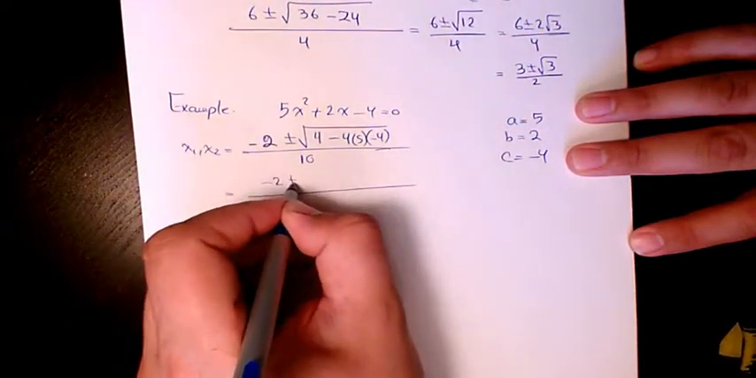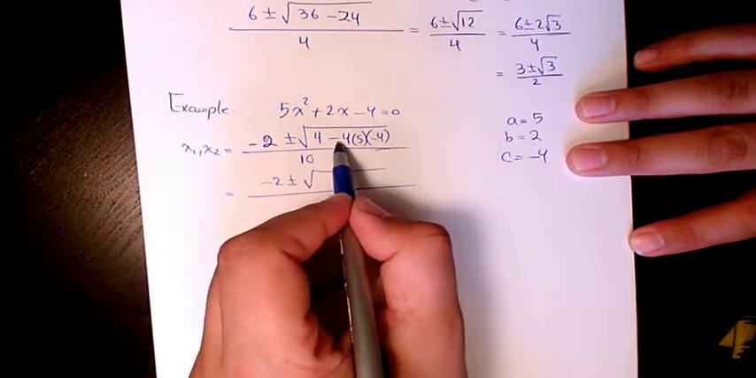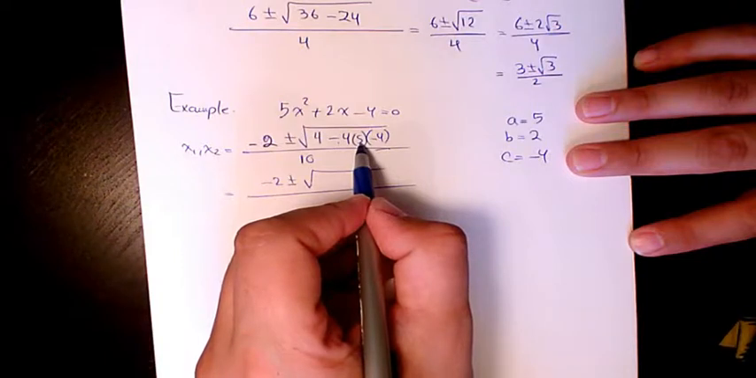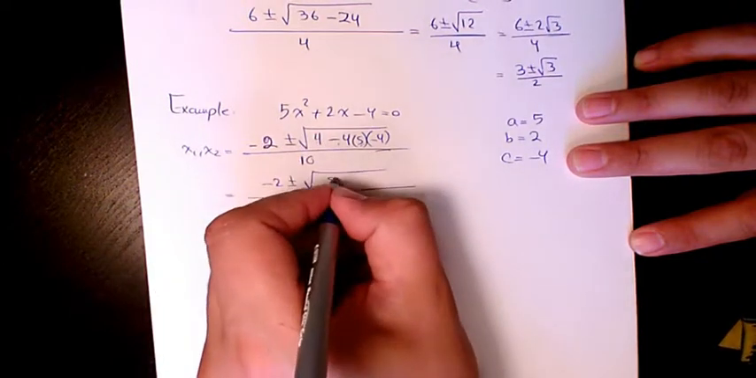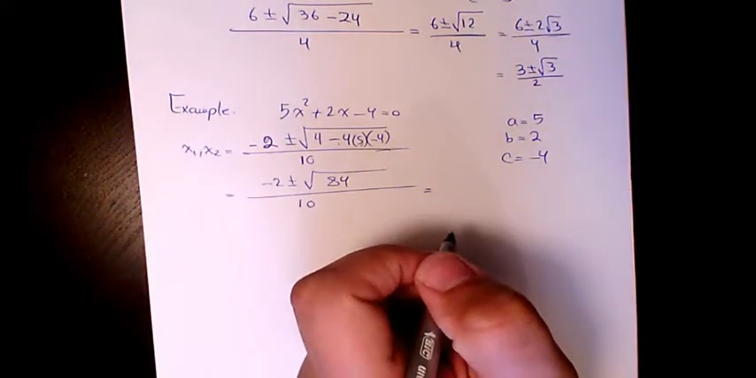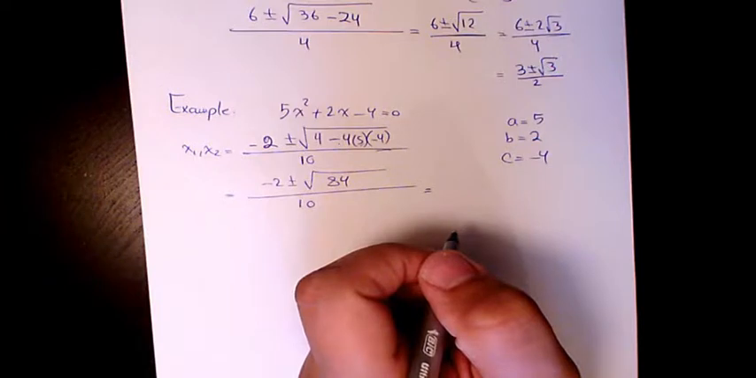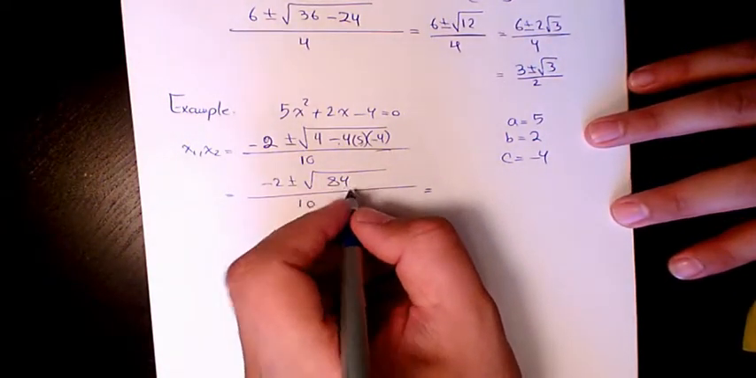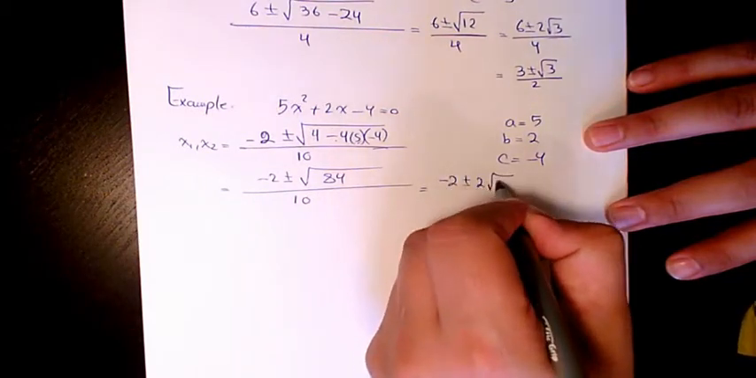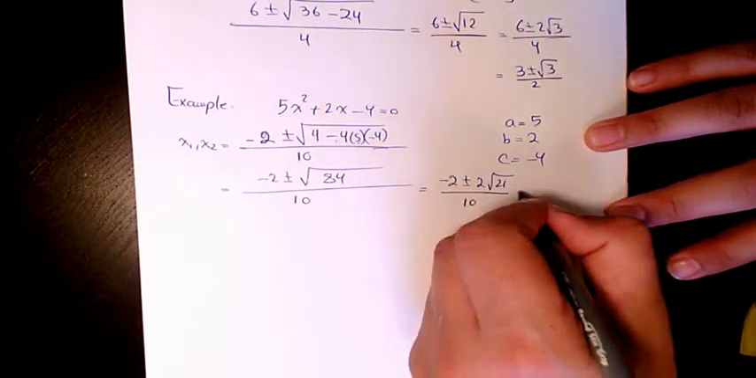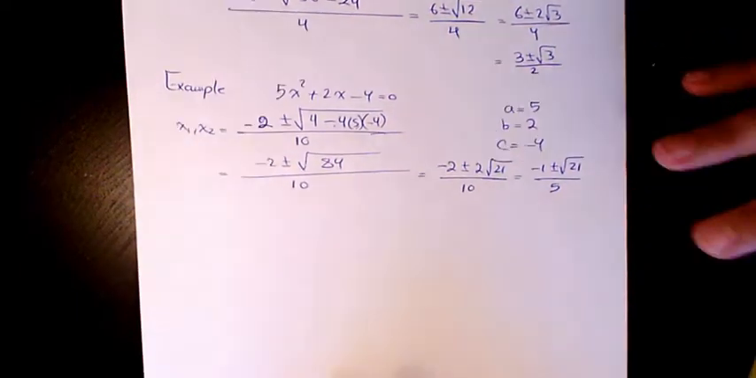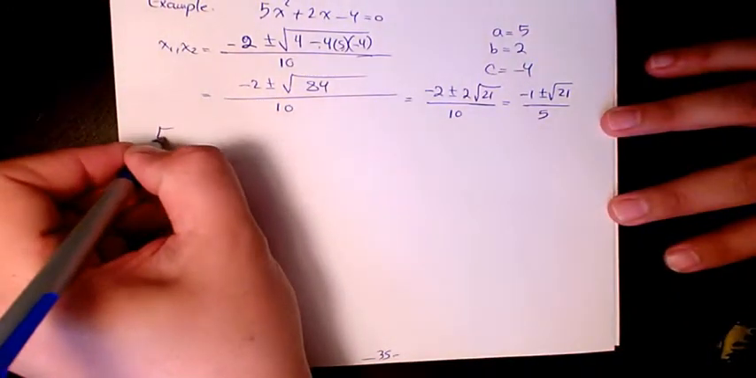So we have negative 2 plus minus the square root of 4 times negative 4 is negative 16, times 5 is negative 80, so 4 plus 80 is going to be 84, divided by 10. So I basically leave it like that, or I can take 4 out. It will be negative 2 plus minus 2 root 21 divided by 10, or negative 1 plus minus root 21 divided by 5. The final example.